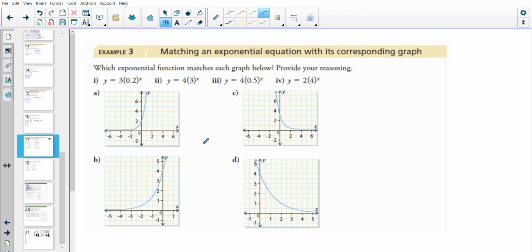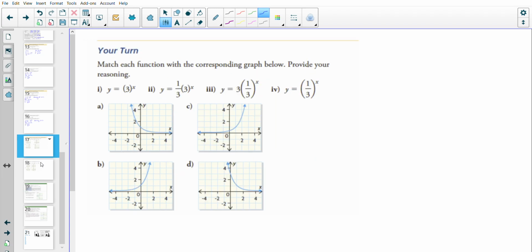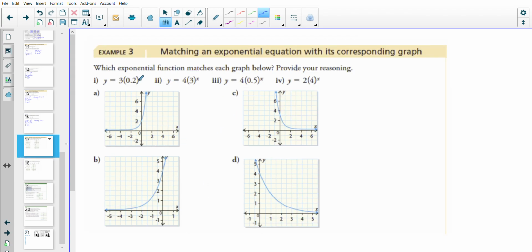Alright, let's match the graph with an exponential function. So we have 4, 3, 1/3. Okay. So this one here, our b value can be a decimal or a fraction. We can convert it to a fraction. Y is going to be 3 (1/5) to the exponent x. We have 2 that are increasing, both a and b are increasing, and c and d are decreasing.